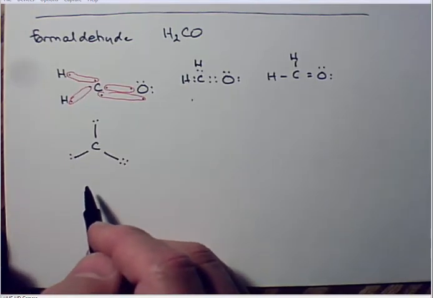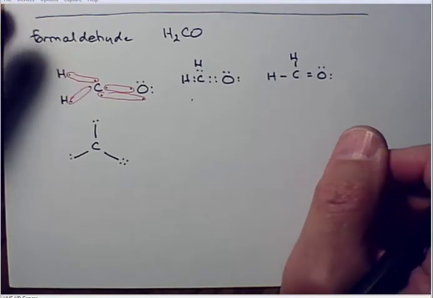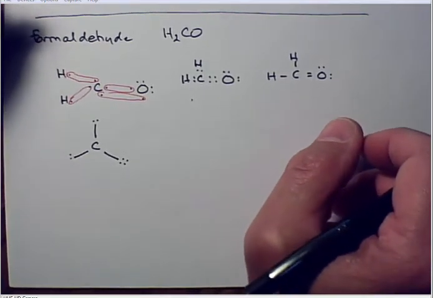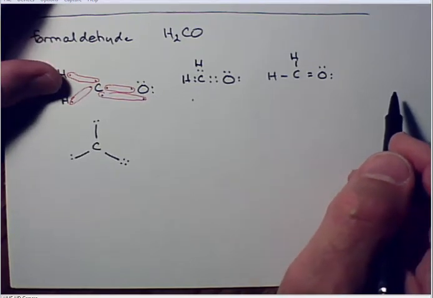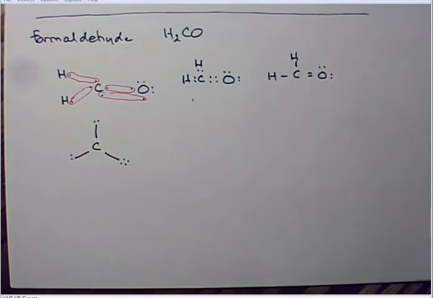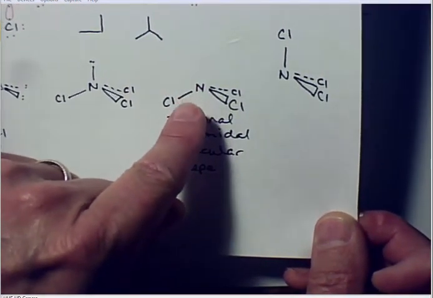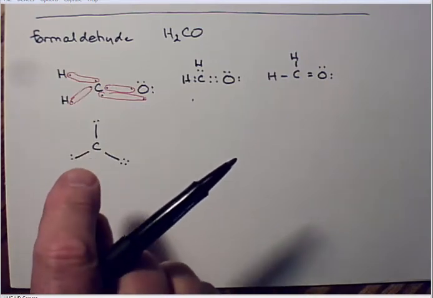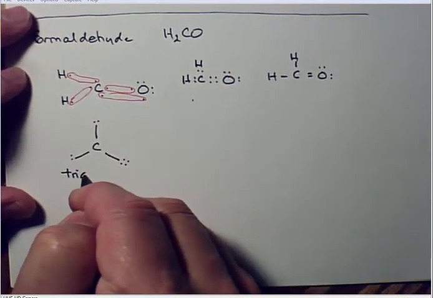Okay? So now this is not a tetrahedral. A tetrahedral has 4 arms equally spaced. This is 3 arms equally spaced. And that's trigonal planar. It's not a pyramid as we did on a previous molecule. That one was a pyramid because it kind of puckers up or sticks up a little bit. This one's flat. This is a trigonal planar shape.